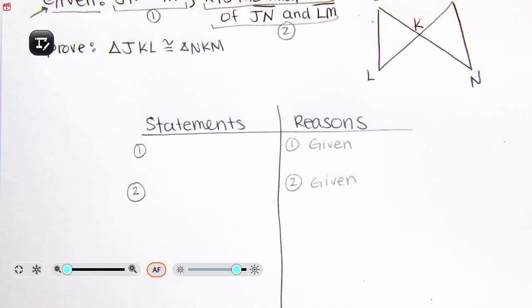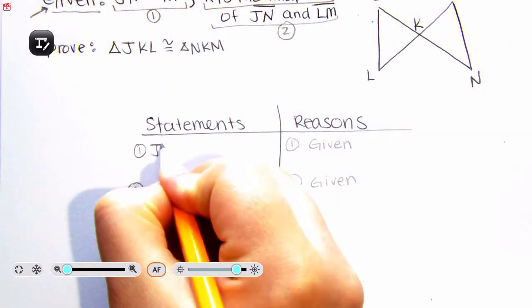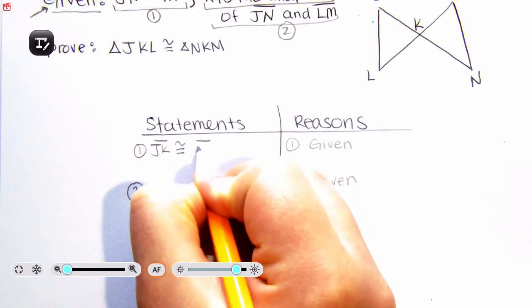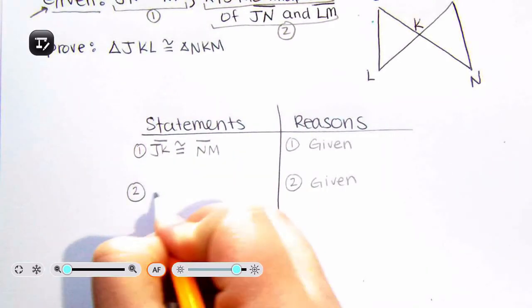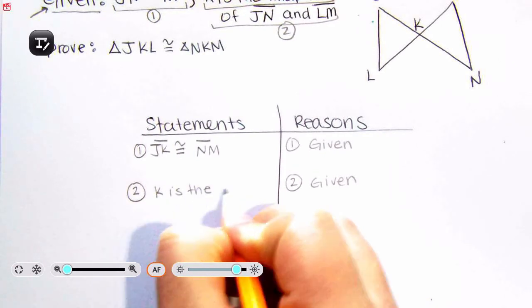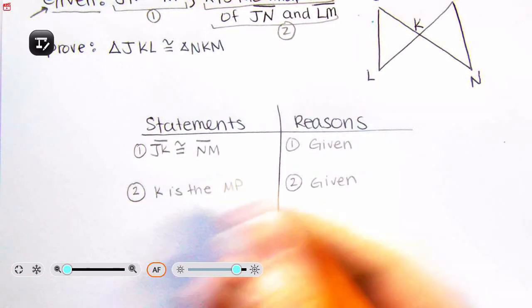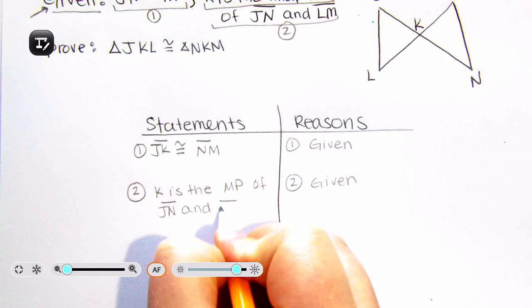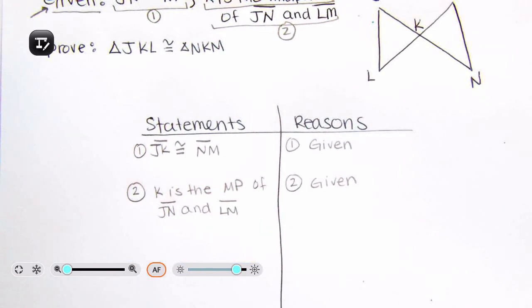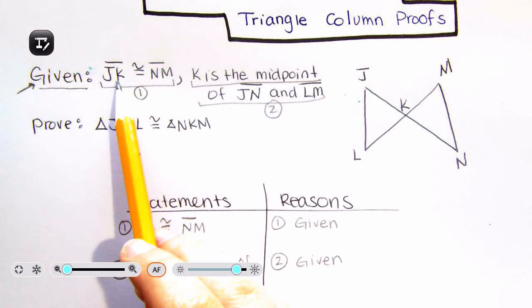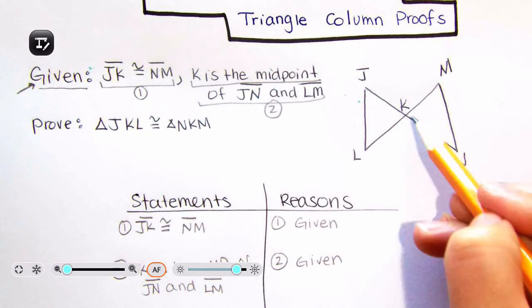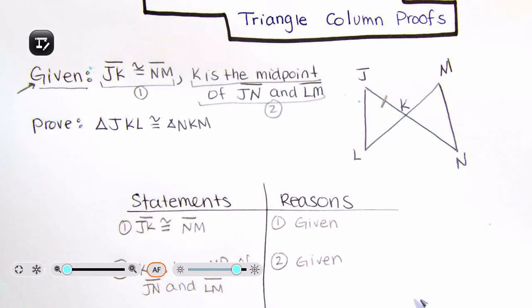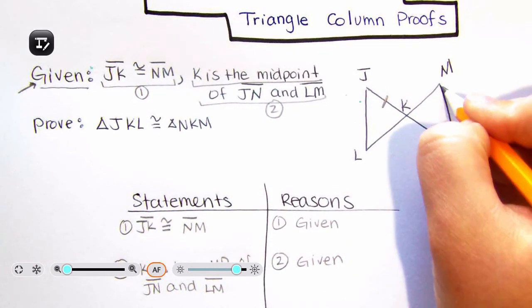Again, so what are our 2 statements? The first statement that they tell us is that segment JK is congruent to segment NM. Second statement that they tell us is K is the midpoint, I'm going to abbreviate midpoint by MP, of segment JN and segment LM. That's step number 2. We're done. Step number 3 is mark up your image with the given information. Okay, so here's our given information. JK is congruent to NM.